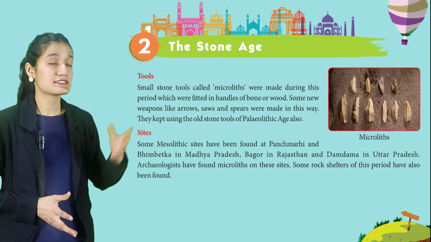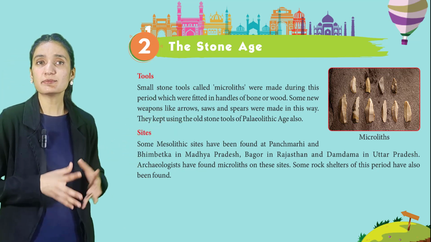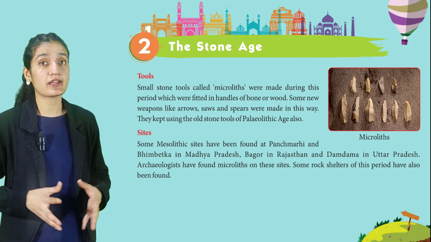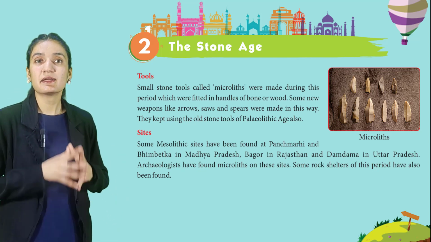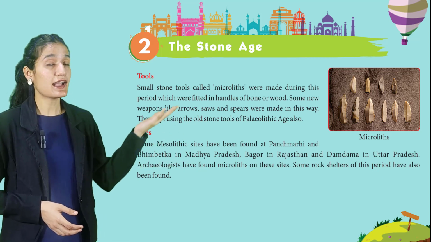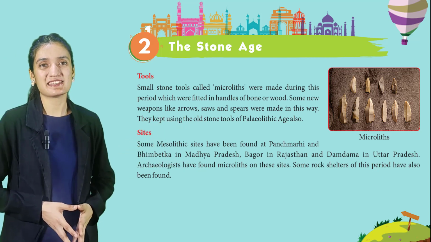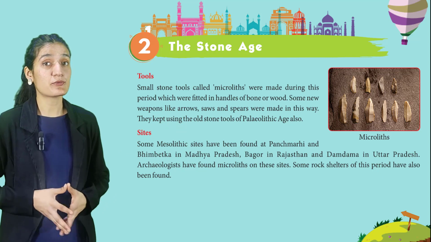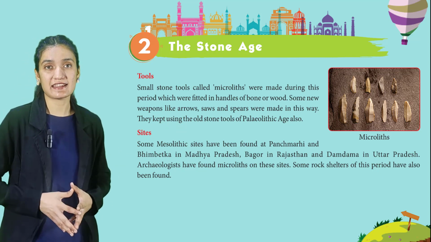Now let's read sites. Some Mesolithic sites have been found at Pachmarhi and Bhimbetka in Madhya Pradesh, Bagor in Rajasthan and Damdama in Uttar Pradesh. Archaeologists have found microliths on these sites.